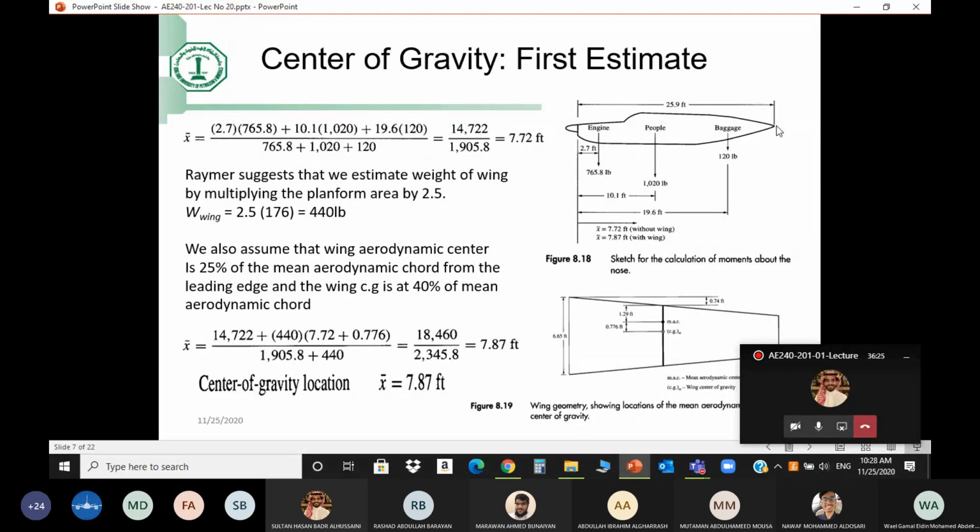I need the tail location and size. I need the landing gear location and size in order to get a good CG. But I should know where is the CG in order to get the area of the tail. So that's a problem. So in order to solve this problem, what engineers would do is that we calculate the location of the CG without the tail and the landing gear, with everything. And then when we calculate their location and sizes, we refine the location of the CG.